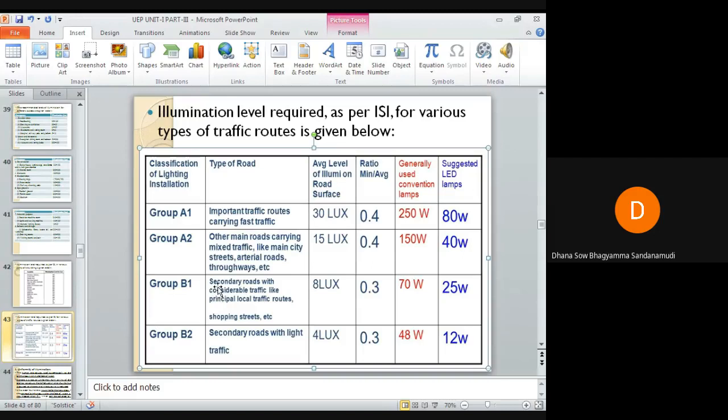Group B1 is the secondary roads with considerable traffic, like principal local traffic routes and shopping streets, etc. They require only 8 lux. Group B2 is secondary roads with light traffic, and they require only 4 lux. These ranges, the lux illumination readings, are just to give you some information.